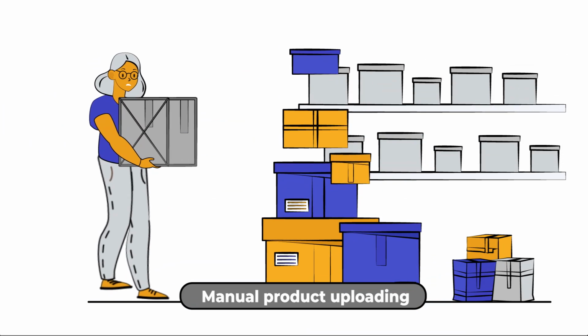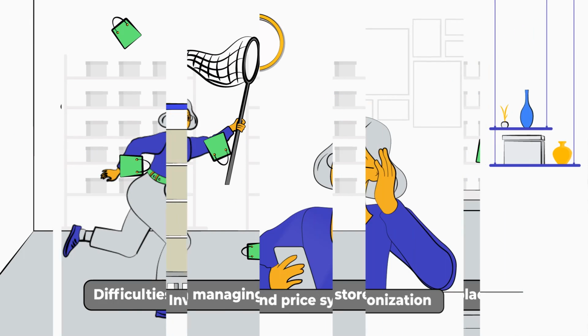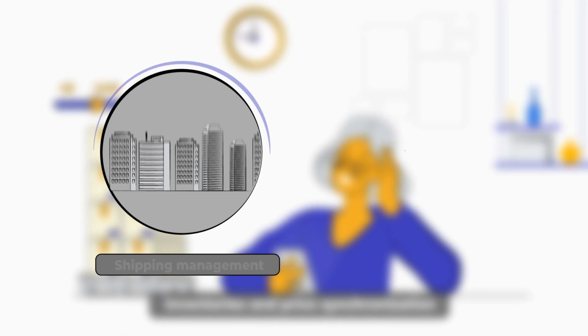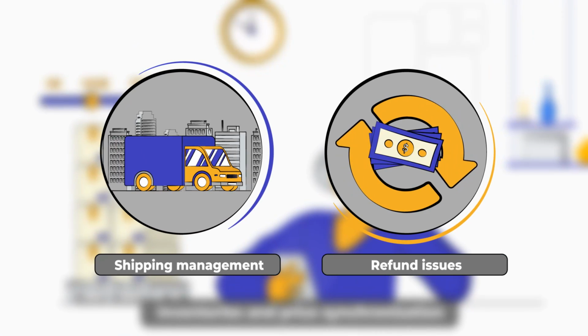Manual product uploading, difficulties in managing orders at store and marketplace, inventory and price synchronization, shipping management, and refund issues were coming across as major concerns.